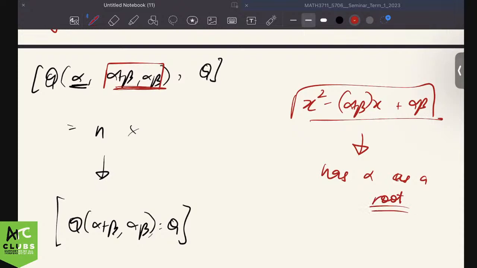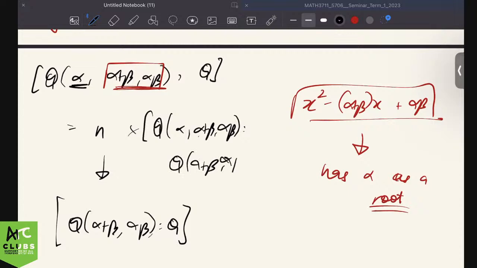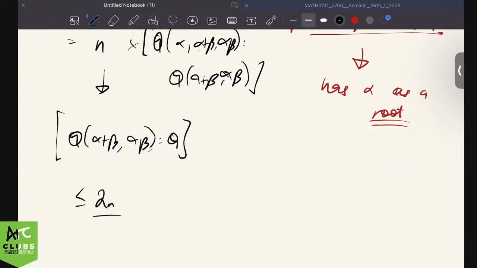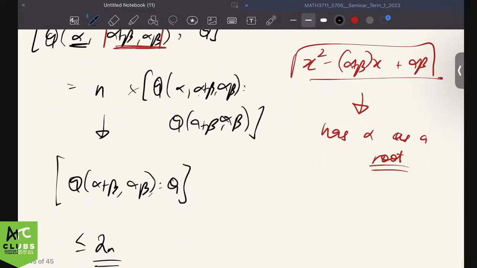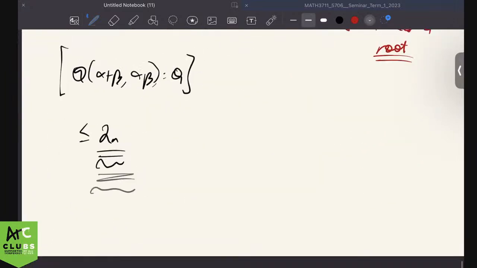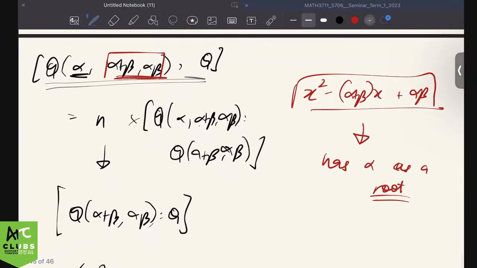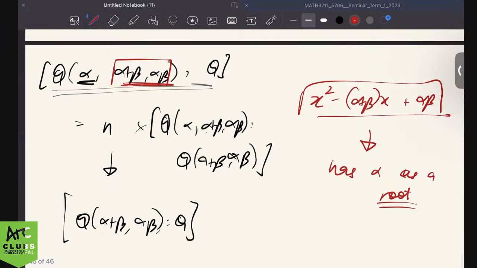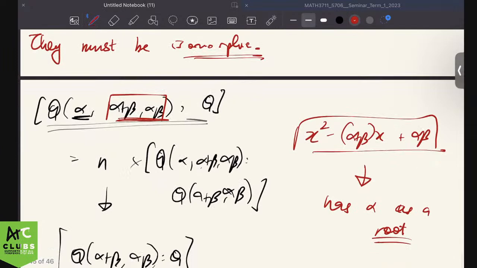So in other words, this must be less than or equal to, well, this will be that multiplied by the degree of the extension of this over alpha plus beta, alpha beta, which as we've established is less than or equal to 2, right? So less than or equal to 2n, okay? So that's this first one. Then we add beta to it.